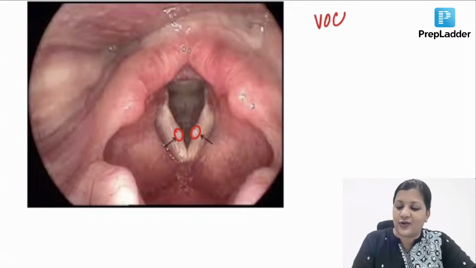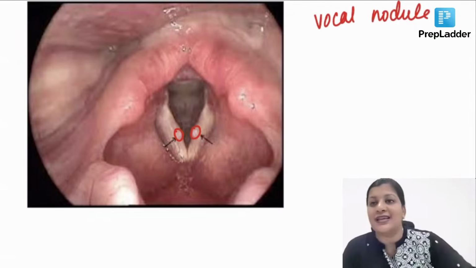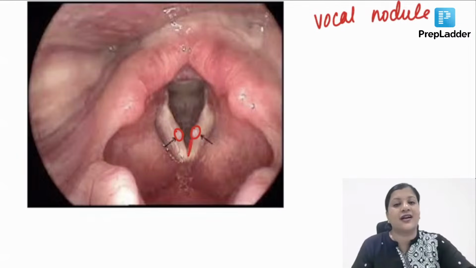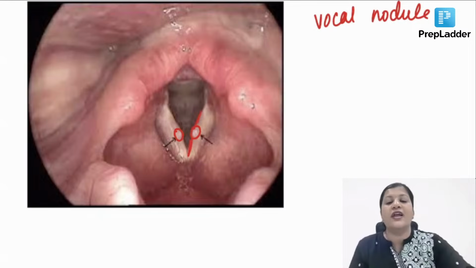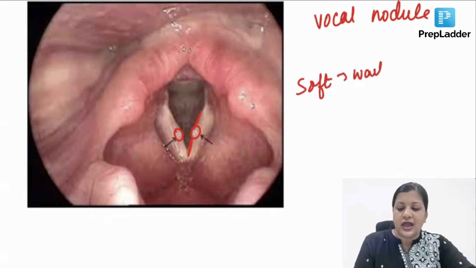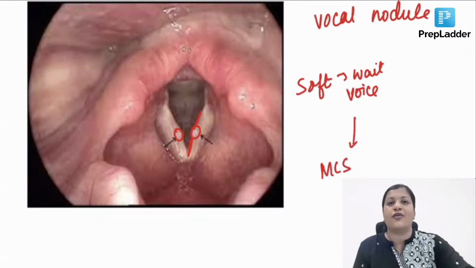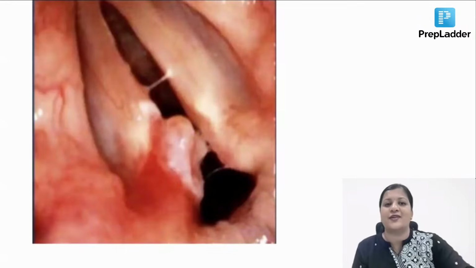This is nothing but your vocal nodule, also called singer's nodule or teacher's nodule, seen at the junction of the anterior third and the middle third of the vocal cord. They are bilateral and sessile. Treatment: if they are soft nodules, you wait and watch and give voice rest. If they do not come down, then you do a microlaryngeal surgery. Fortunately for me, voice rest helped and that was enough.